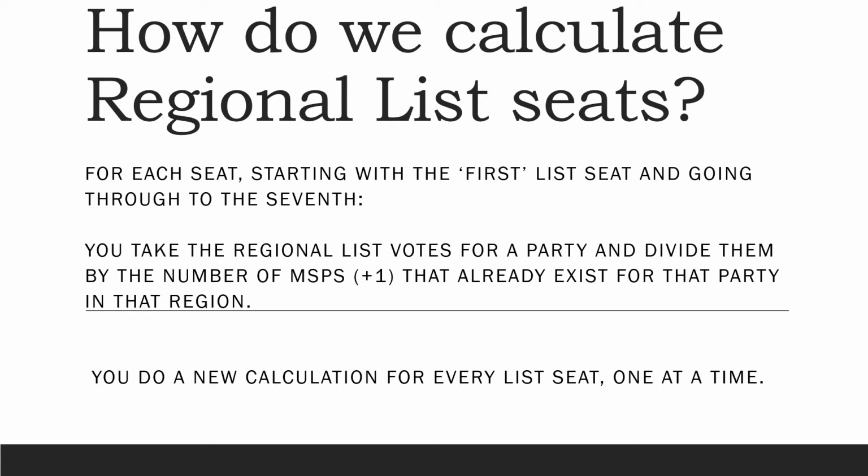So for the first seat on the Highlands and Islands list, you take all the regional votes for each party. You then divide those votes by the number of MSPs that that party has. So that would be the constituency MSPs at this point. And then whoever has the highest number of votes after the dividing gets that list seat.